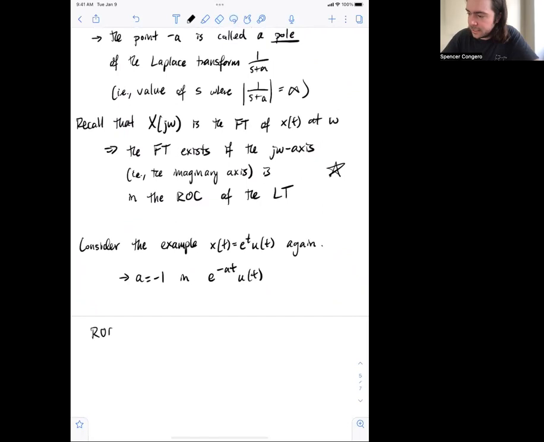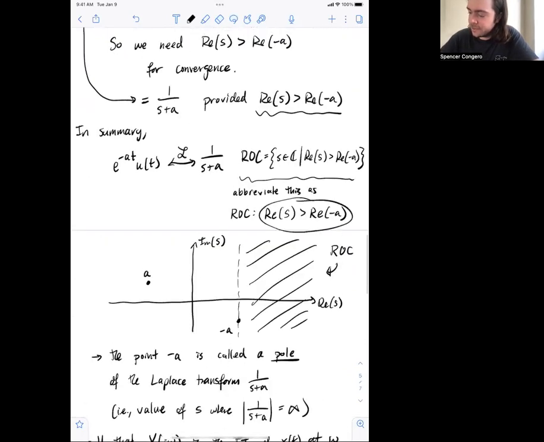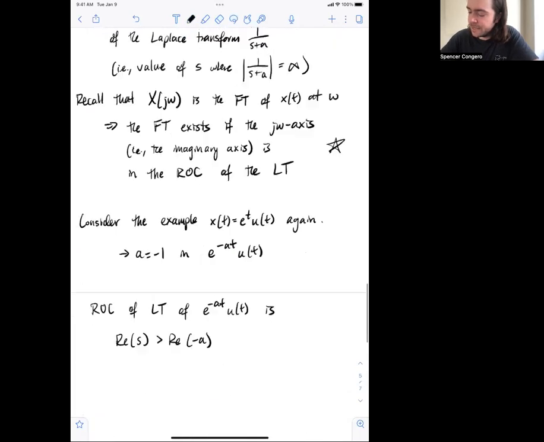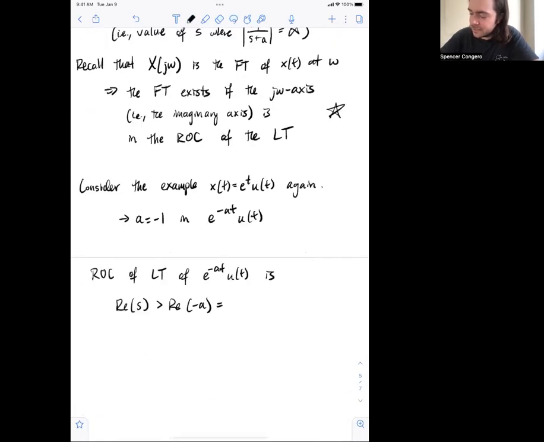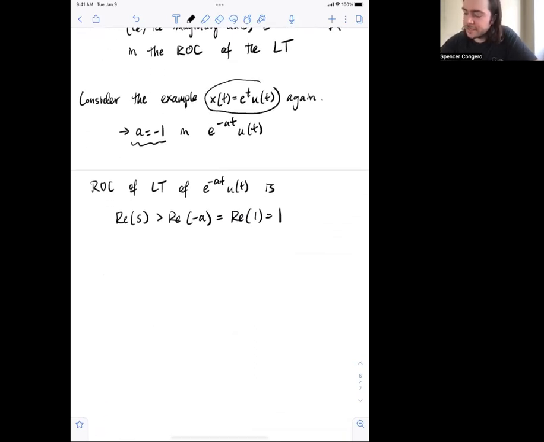So the ROC of the Laplace transform of e to the negative a t u of t is what? Well, we just found it. It was that the real part of s is greater than the real part of negative a. So what is the real part of negative a for us? Well, a is -1, so this is the real part of 1, which is just 1. So the region of convergence for the Laplace transform of x of t is when the real part of s is greater than 1. So let me draw that.